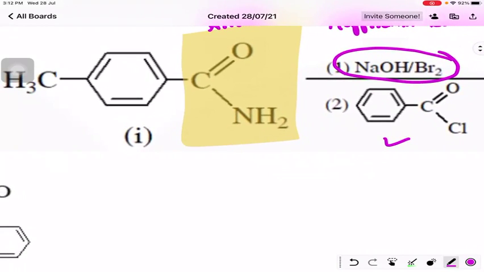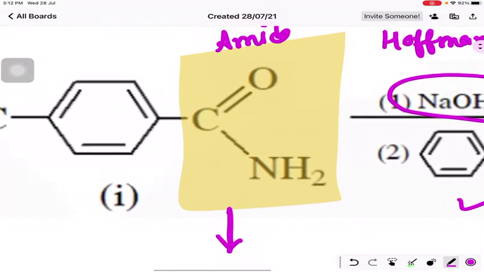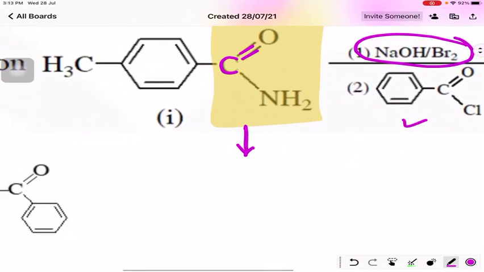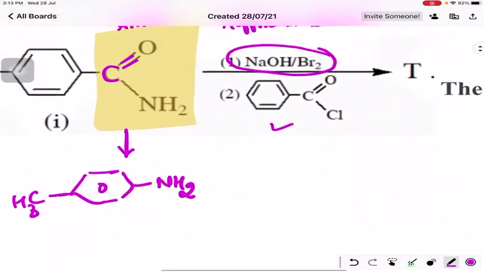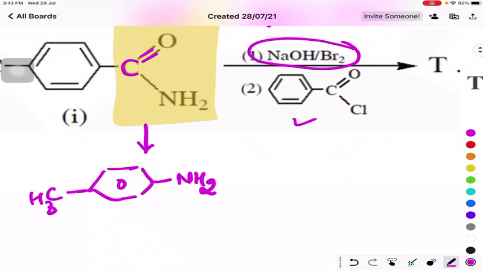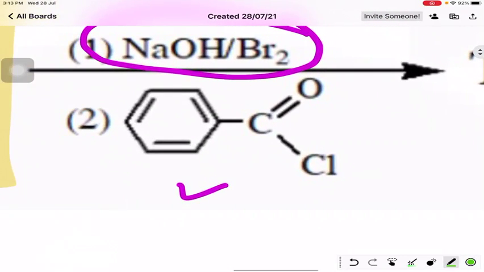So the product formed here will be the degraded carbon, that CO will not be written in the product. Without CO you have to write the remaining structure. So it will be para-methyl aniline. This will be the product formed on reaction of the first reagent. Then the second reagent is benzoyl chloride. Its function is benzoylation. It will cause benzoylation.